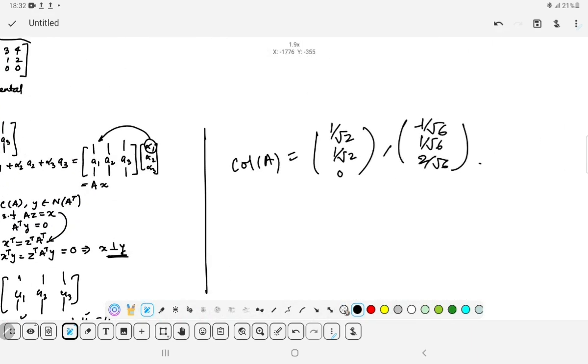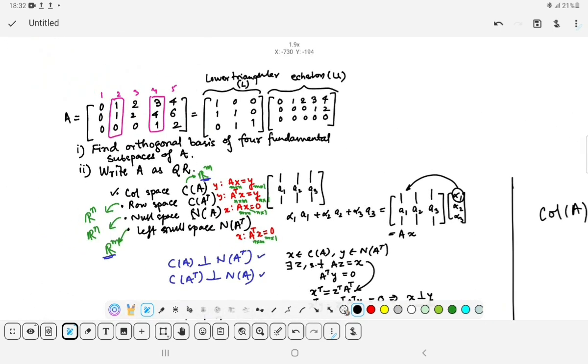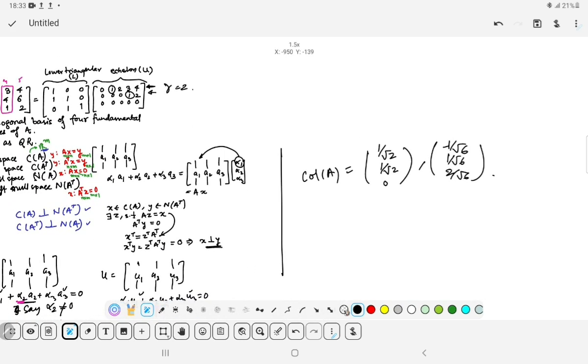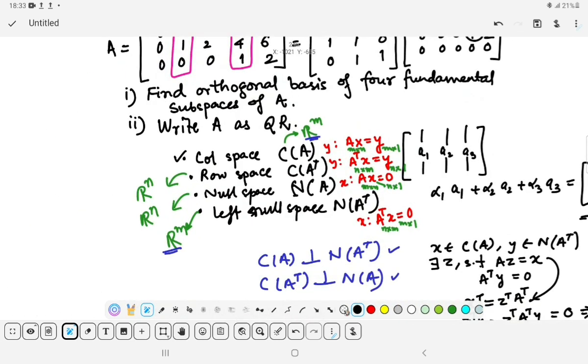As you can see, what is the dimension of this subspace? It is 2, which is equal to the number of pivots, the rank. Here the rank was 2 because we had two pivots, so r is 2, and the dimension of the column space is equal to the rank, and the dimension of the row space is also equal to the rank, because row rank is equal to column rank. I am coming to that. So column space is done.